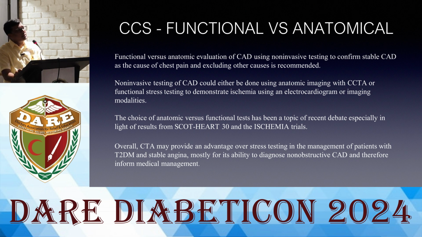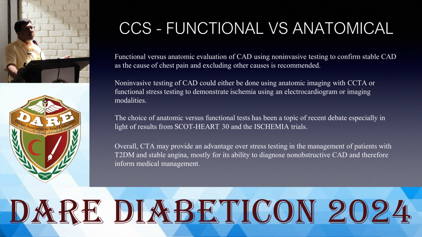There were a few studies. One study was called PROMISE, where anatomical and functional testing were compared. People were grouped into two groups. One group underwent a CT coronary angiogram, the other a stress thallium. They were followed, and what was seen is that those who underwent CT coronary angiogram had less mortality, morbidity and worsening of symptoms compared to those who underwent functional assessment.